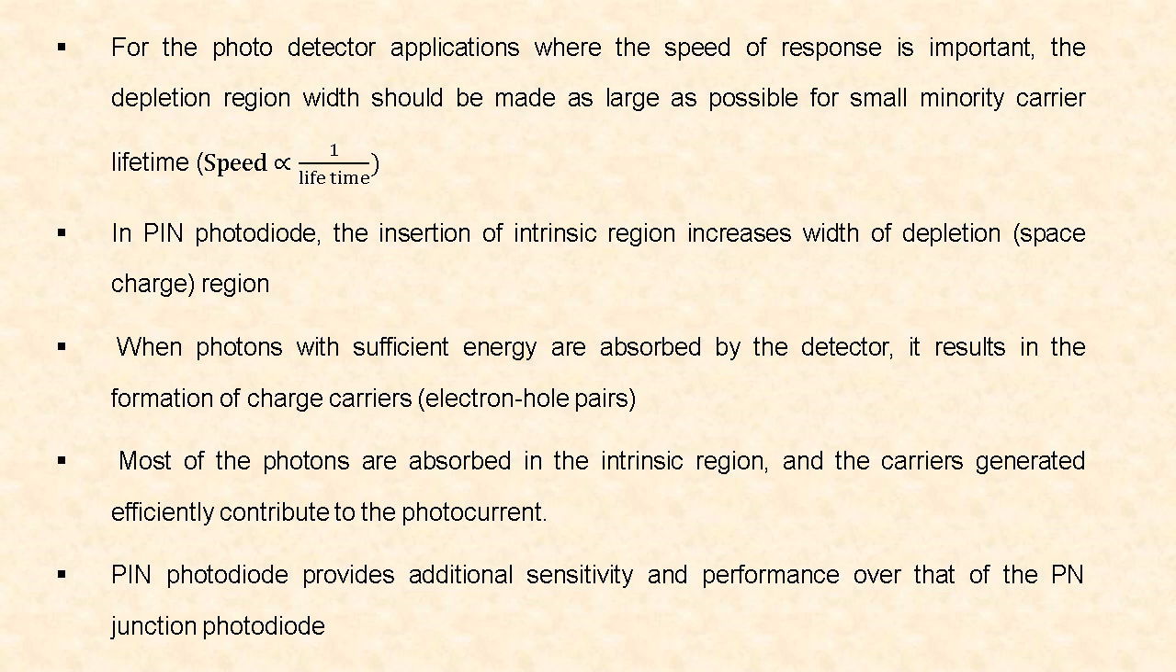When photons with sufficient energy are absorbed by the detector, it results in the formation of charge carriers, that is electron and hole pairs, and these charge carriers are separated in the space charge region. Most of the photons are absorbed in the intrinsic region and the carriers generated efficiently contribute to the photocurrent. PIN photodiodes provide additional sensitivity and performance over that of the PN junction photodiode.